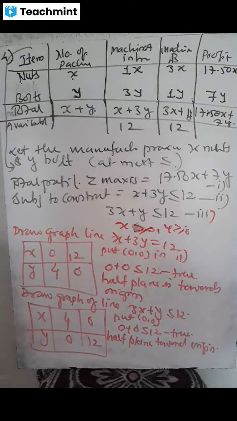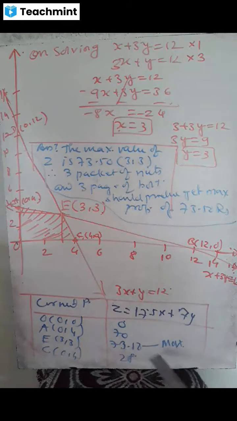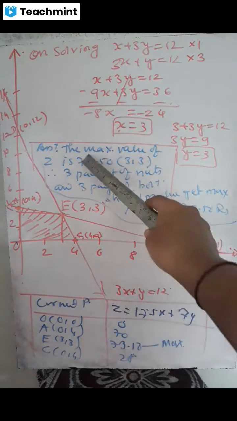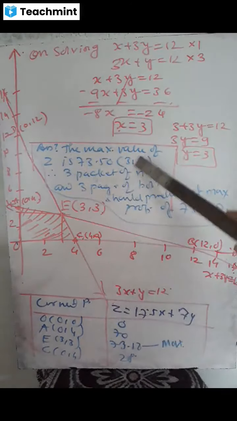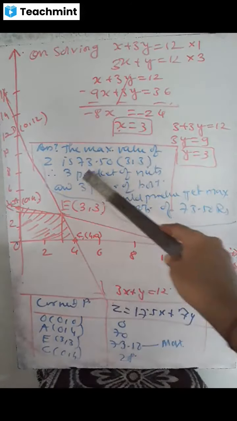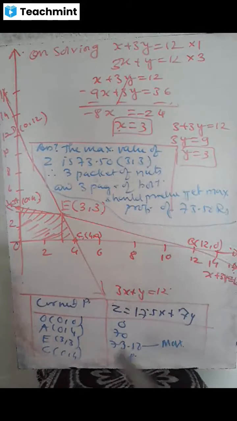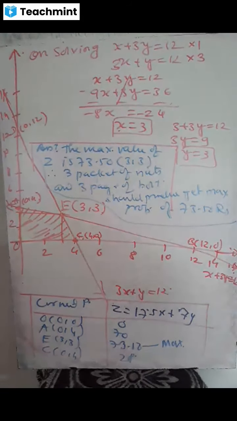Now all corner points we got, the value of Z is also there, putting all the values of x and y. Further solving, we are getting here a maximum profit of 73.50. So which is the maximum here. So the answer we write: the maximum value of Z is 73.50 at the point (3, 3). That means 3 packets of nuts and 3 packets of bolts should be produced daily, so that we will get a profit of 73.50. So this is how you have to solve this problem.